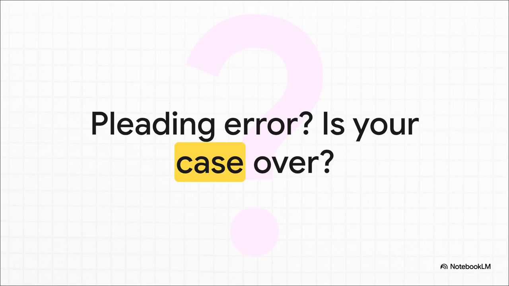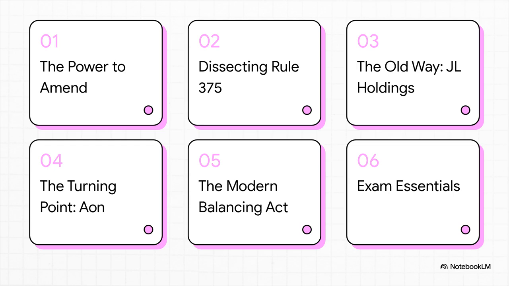Okay, so here's our game plan. We're going to start with the foundational rule, the source of the power itself. Then we'll dissect it piece by piece. After that, we'll look at the massive philosophical shift in the courts, from the old case of Jail Holdings to the game changer, Aon. We'll get a grip on the modern test, and then we'll wrap it all up with a summary that's perfect for your exam notes.